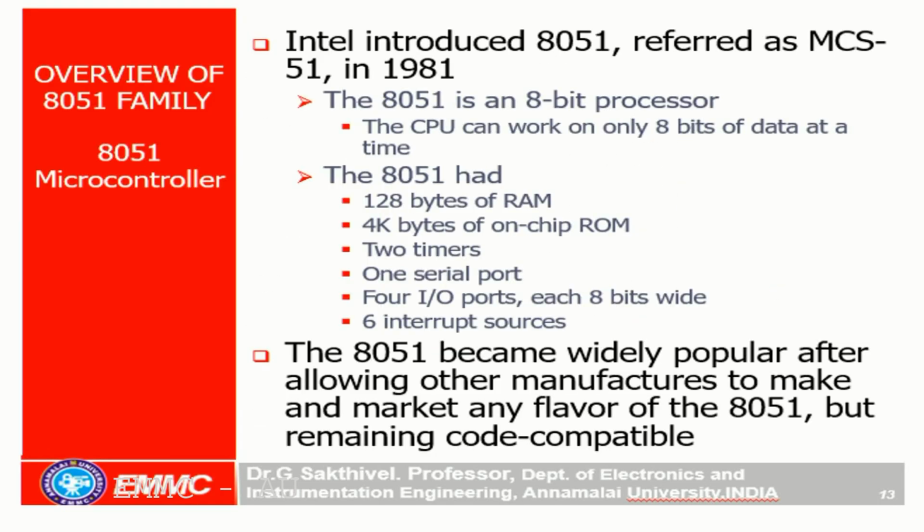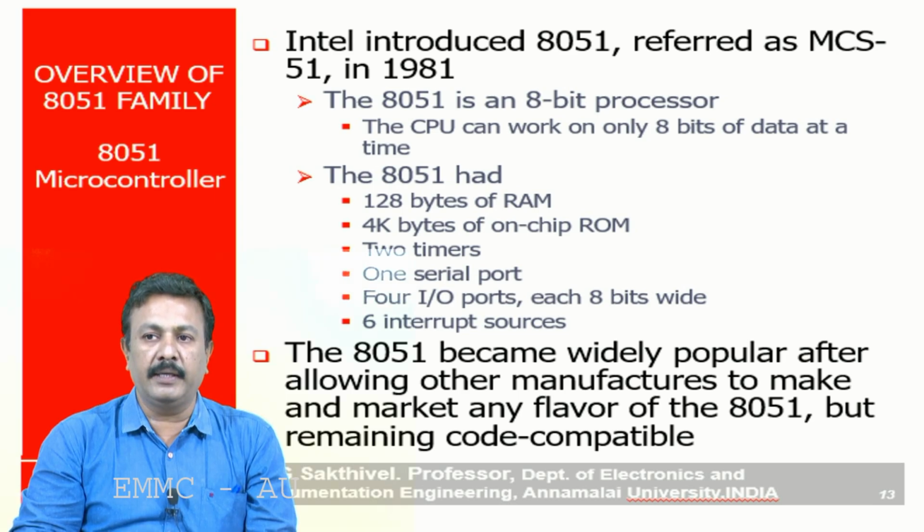Next, coming to the 8051 microcontroller. Our aim is to study the 8051 microcontroller. The 8051 microcontroller was introduced in the year 1981 by Intel. It is an 8-bit microcontroller. That means it has an 8-bit CPU and an 8-bit ALU. It processes 8 bits at a time. For example, if you want to do any addition or subtraction, whatever manipulation you do, it is going to do 8 bits at a time only.